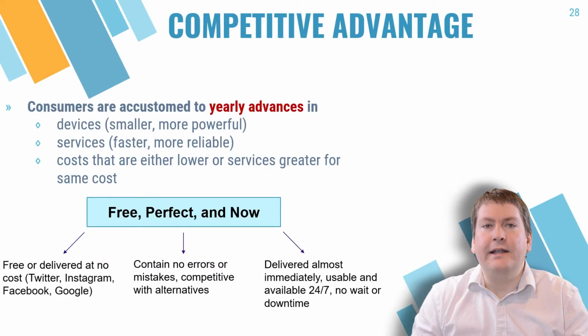So how does this relate to information systems? Well, consumers have been accustomed to yearly advances in technology and service. They expect it to be free or low cost, such as Gmail or Facebook. They expect high quality of service that makes no errors or mistakes, and they want it right now, with little wait. It's not hard to see these trends in real life.